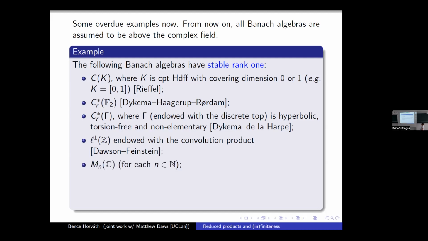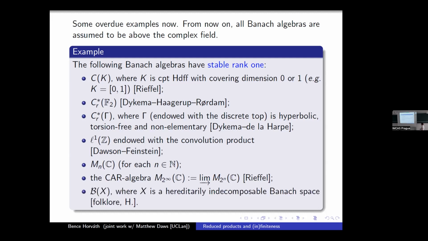And of course, matrices, they all have stable rank 1. And actually, stable rank 1 is closed under taking directed limits. So the CAR algebra, for example, will have stable rank 1. And this is due to Rieffel probably. And something that's a bit closer to my own area of research.